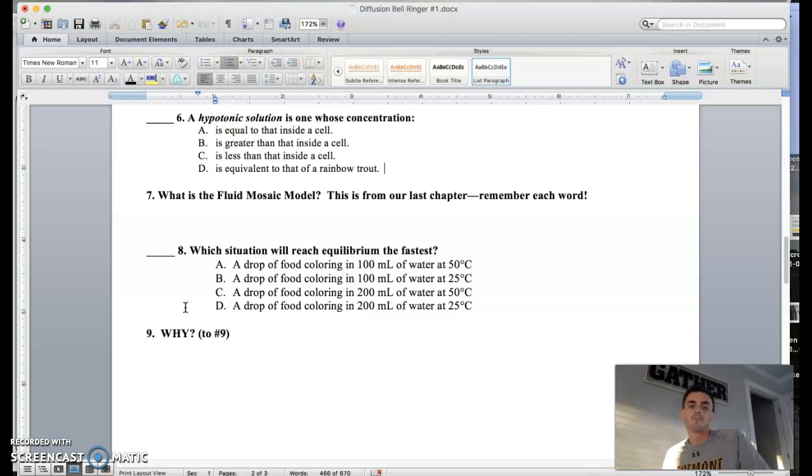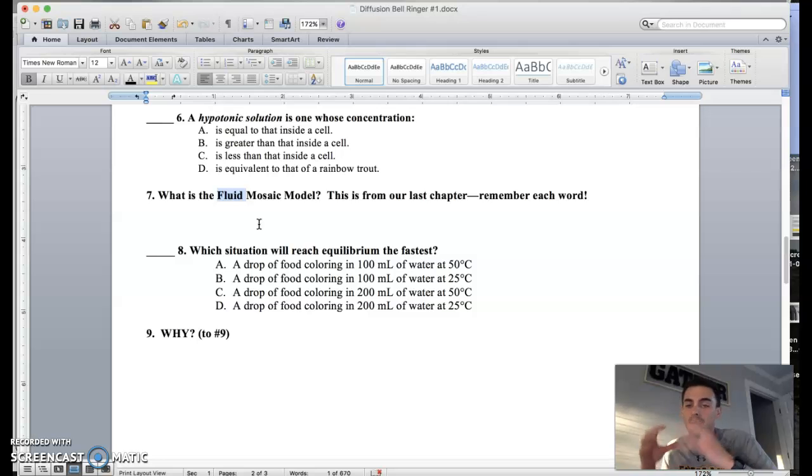Number seven, what is the fluid mosaic model? This is old. We barely touched on this in our cell chapter, but we talked about how fluid means that it has to be able to move and be dynamic and not be too rigid, so that it can move throughout objects and in our bodies.